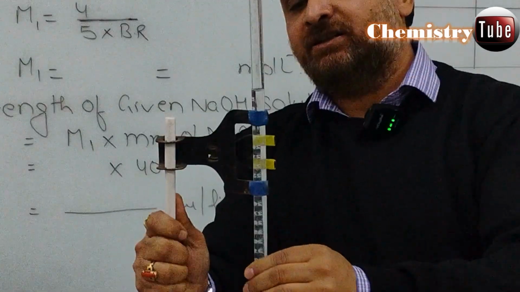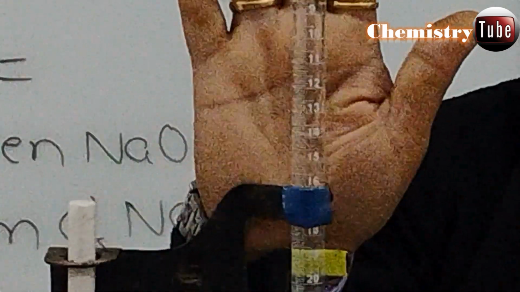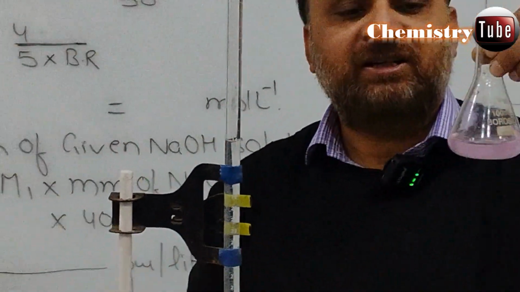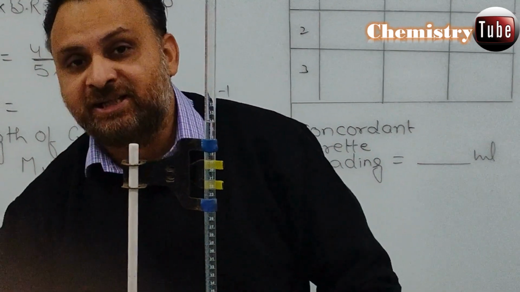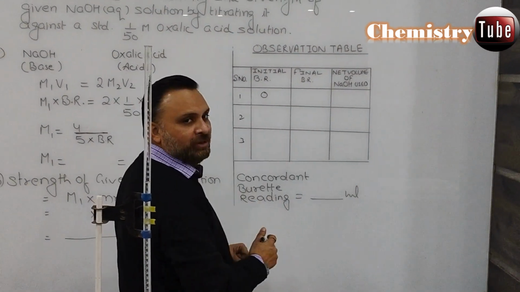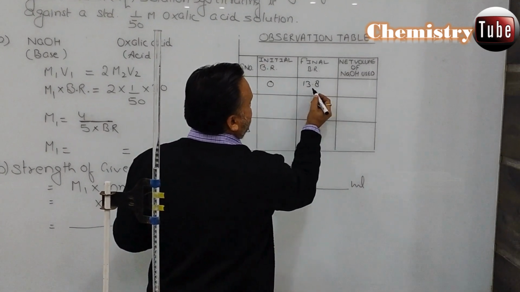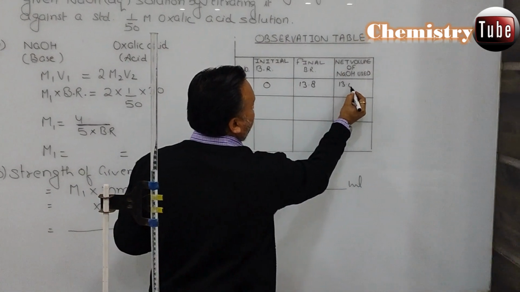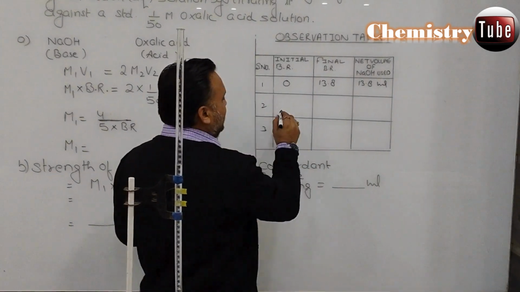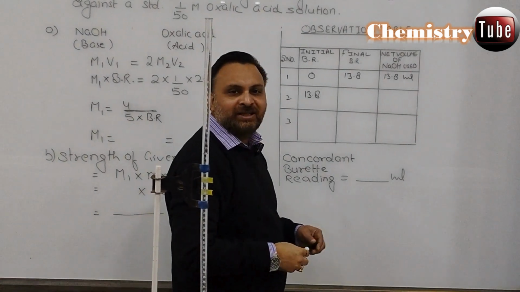Our first reading seems to be at 13.8 ml. Now it is well visible. So we have successfully taken our first reading, and now it is time to fill it in our observation table. We started from 0 and the first burette reading was 13.8 ml. So when we subtract 0 from 13.8, net volume of NaOH used is 13.8 ml. Now for the second reading, our initial burette reading will be 13.8.